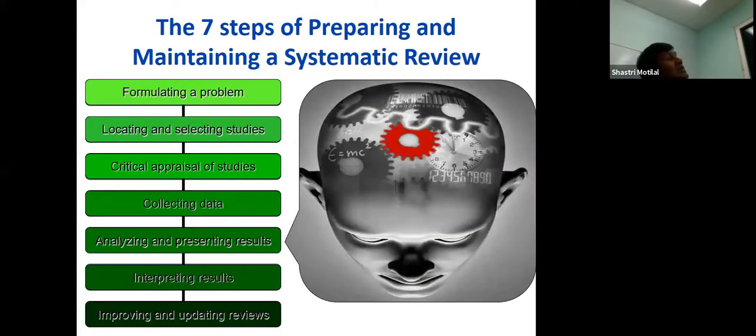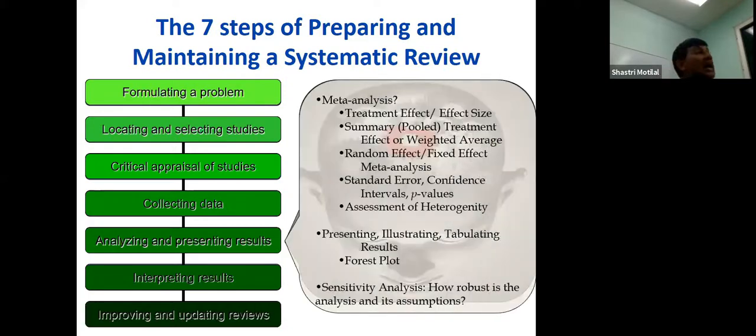And the next thing you have to do is analyze and present the results. And then analyzing the results, you do this thing called a meta-analysis. A meta-analysis is what? The quantitative aspect of a systematic review. A meta-analysis is a statistical technique that actually looks at the data and it presents what you call a forest plot, right? And we'll see what that is.